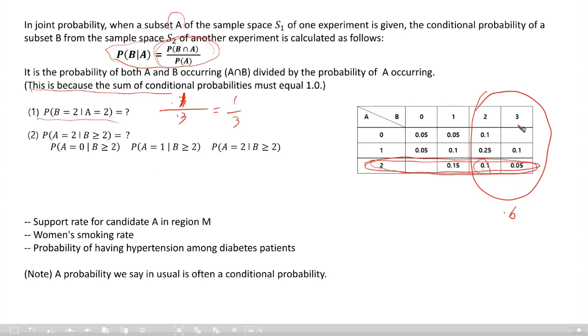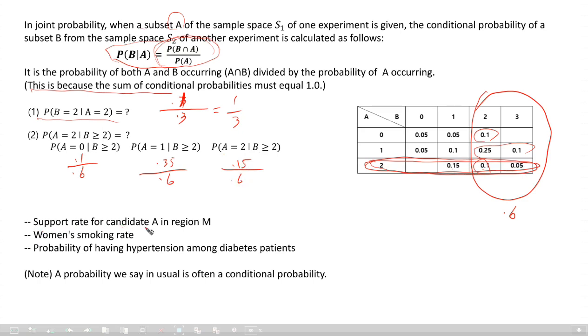So in this area, A equal to 0 is 0.1 over 0.6. A equal to 1, what is it? A equal to 1 here is 0.35 over 0.6. And A equal to 2 here, 0.15 over 0.6. That's it.